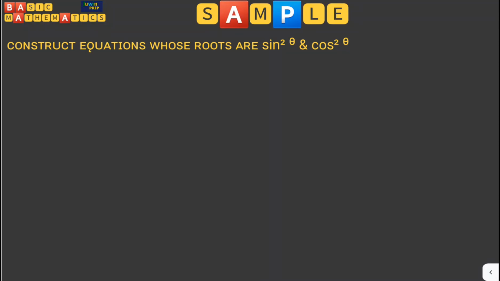You might come across this question in your forthcoming exams. Here is exactly how to crack it. So the question is, construct equations whose roots are sine squared theta and cos squared theta.